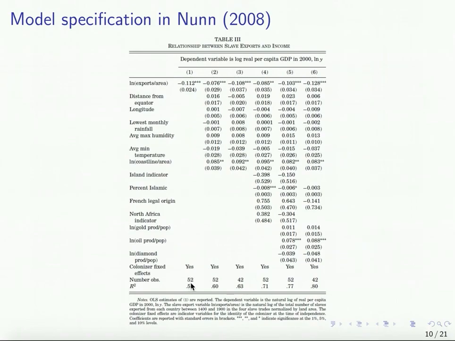Nathan is using each country once, so he's using about 50 countries in his data set. You see that in this specification, so these two specifications are the same, but this one has fewer observations, so probably this column is using a different measure for one of these variables, for which he only has information for 42 countries. So he's observing each country only once at one time, and this time is the year 2000. Okay, so this is an example of a regression using cross-sectional data.